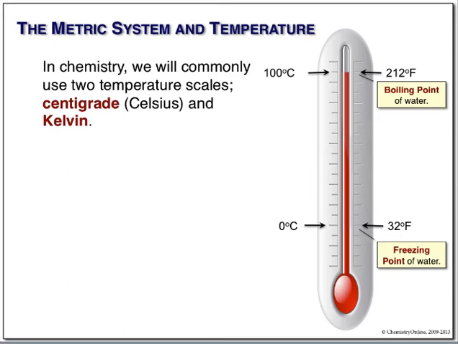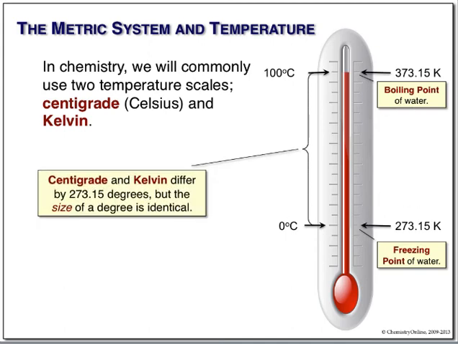The other measurement that we'll use when we do gas laws is the Kelvin scale. In the Kelvin scale, water freezes at 273.15 Kelvin and boils at 373.15. The important thing to note here is that there are 100 degree spaces between water boiling and freezing on the centigrade scale and the same number of spaces in the Kelvin scale. So the size of the degree is the same in both of them.